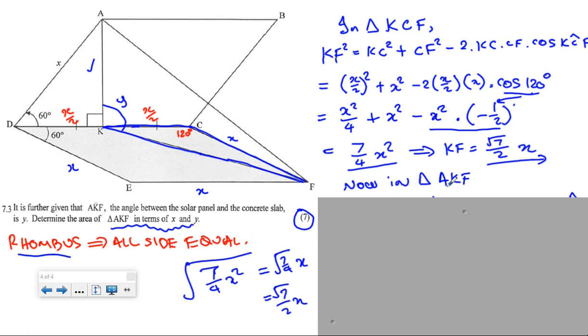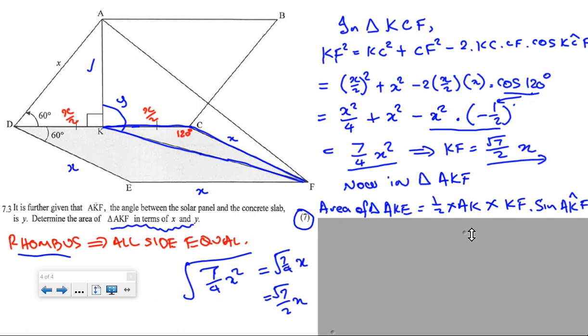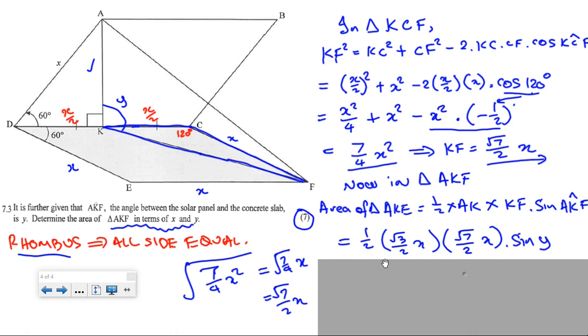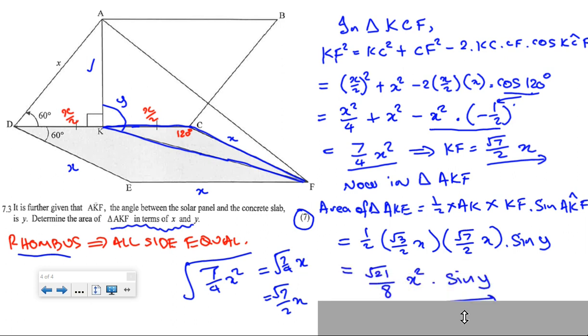Now we need to work out the area of triangle AKF. The area of triangle AKF is equal to half times AK times KF times sine of AKF. Put in all the information, it will be half into 3 over 2 x into the square root of 7 over 2 x times sine of y. Remember, they gave us that to be y. It seemed like a right angle triangle, but it's not. This is the final answer, but let's explain how we got the answer.